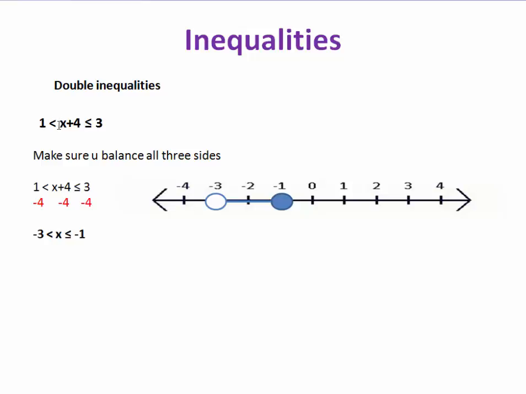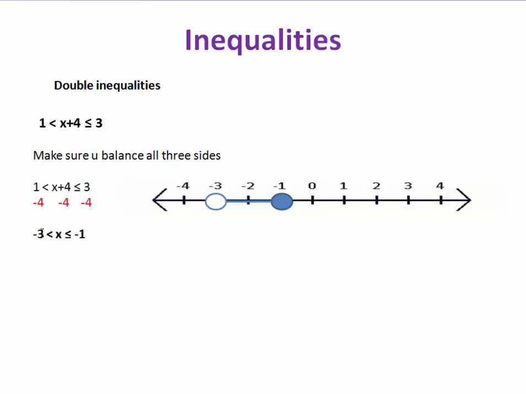One is less than x plus 4, which is equal to or less than 3. Make sure you balance all three sides. So what we're going to do here is get rid of the plus 4. So minus 4 here in the middle, minus 4 on this side of the inequality, minus 4 on this side of the inequality. So we need to do minus 4 here, minus 4 here, minus 4 here.